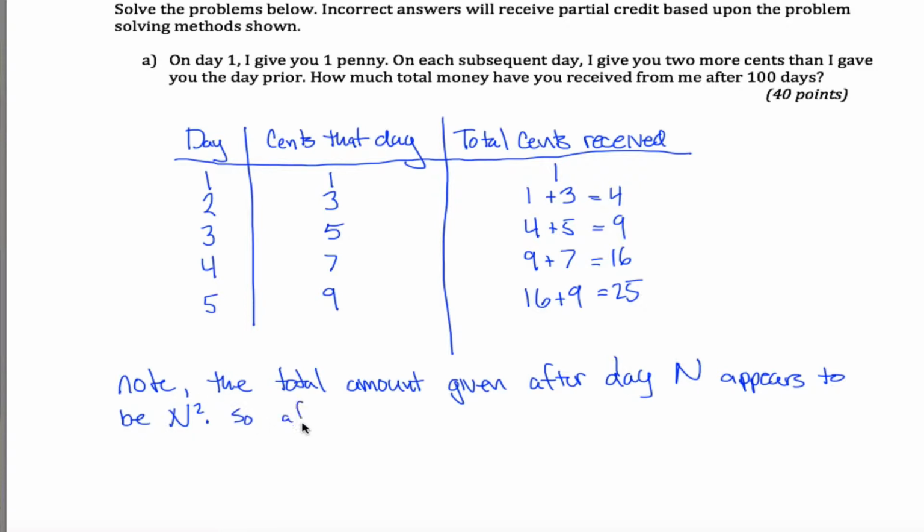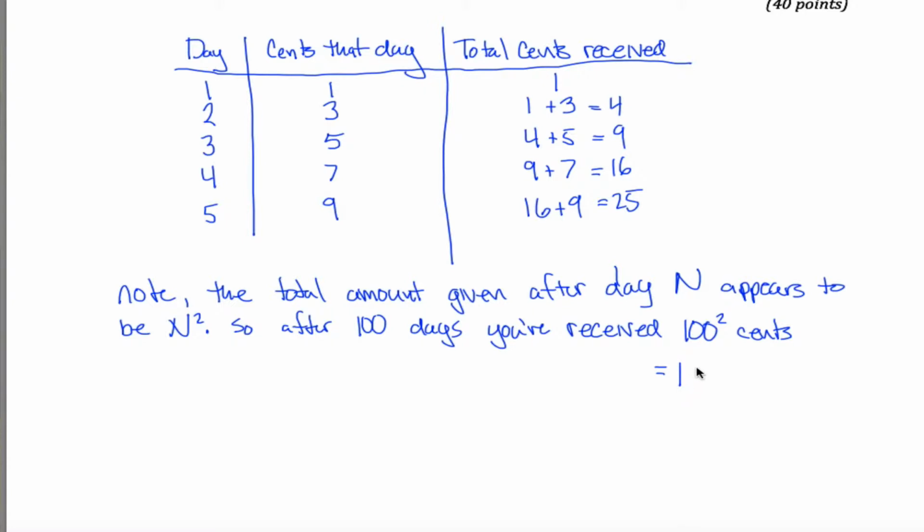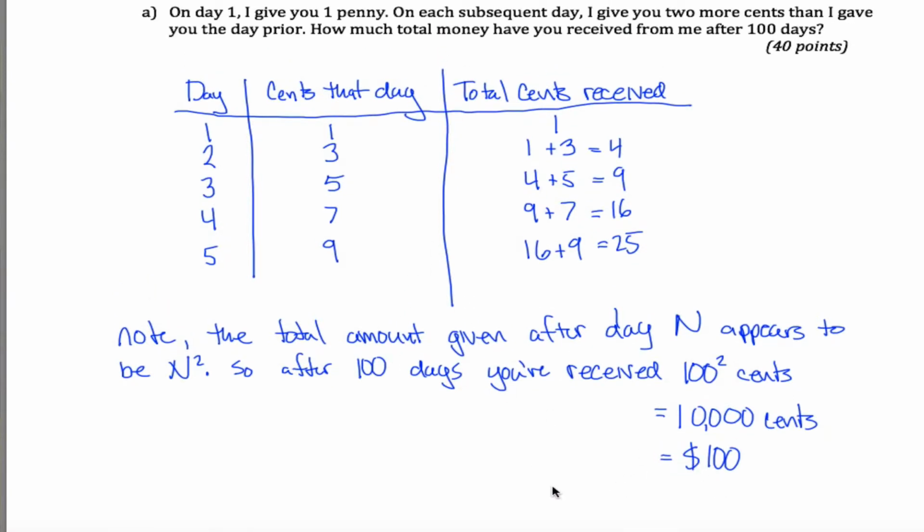So after 100 days, you received 100 squared cents. 100 squared is a 1 with 4 zeros after it. So 10,000 cents. And if I move the decimal place twice, I can get that this is $100. So the amount you've gotten, $100. There you go, nice round number. After 100 days, you've made $100.